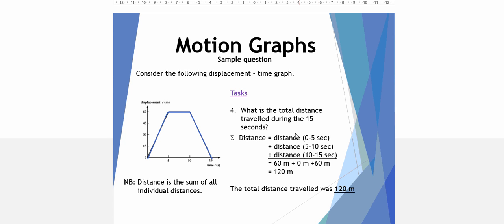Task 4, what's the total distance travelled during the 15 seconds? This is actually a lot simpler. From 0 to 5 seconds, we've travelled 60 meters. From 5 to 10 seconds, we've travelled no meters because it's stationary. And from 10 to 15, we've travelled back a total of 60 meters. Distance doesn't care about direction, and so our sums are 60 meters plus 0 meters plus 60 meters is 120 meters. So the total distance travelled was 120 meters.